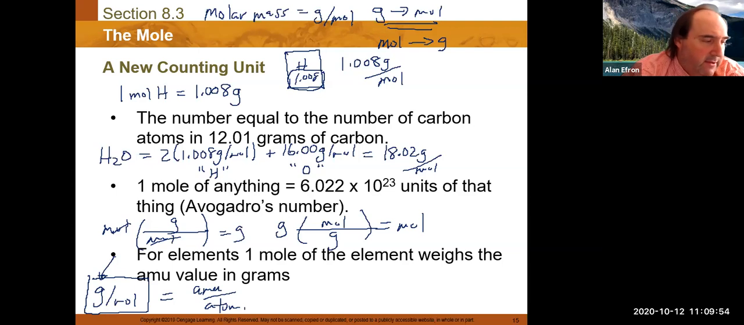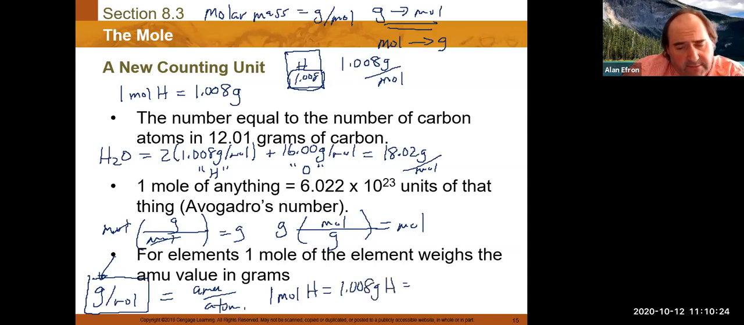So really these last two things here, Avogadro's number and molar mass, could be thought of as conversion factors. Again, Avogadro's number is our conversion factor to go from moles to atoms or molecules. Molar mass is our conversion factor to go from grams to moles or moles to grams. How they all basically tie together is this. If I say I have 1 mole of hydrogen, that means I have 1.008 grams of hydrogen, and that would also mean I have 6.022 times 10 to the 23 atoms of hydrogen.